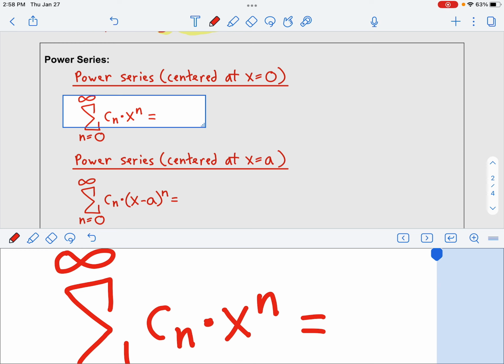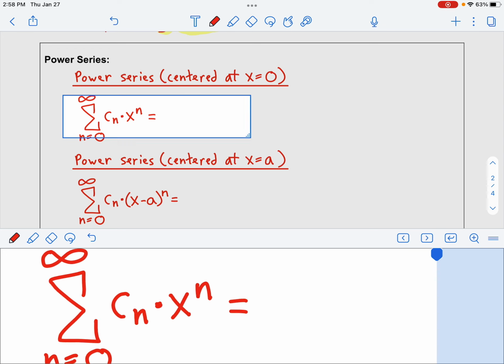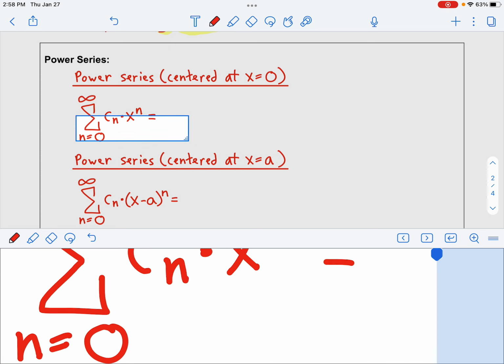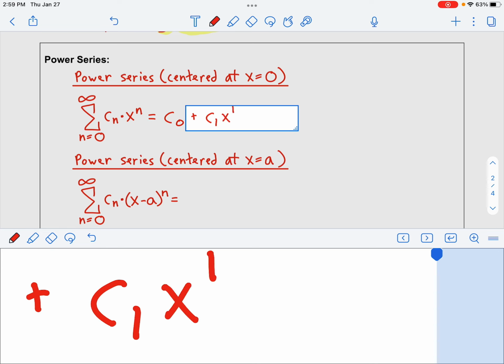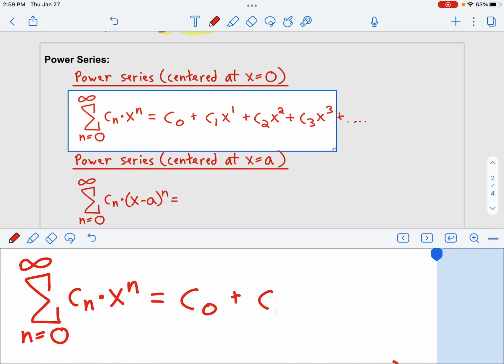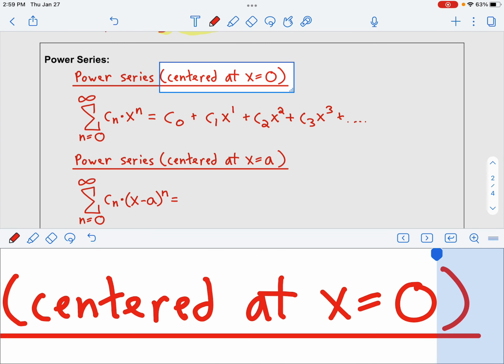So let's set this up then. Sigma notation for my series here: c sub n times x to the n. The c here is just some coefficient. Starting at 0, the first term is c sub 0, just some coefficient, no variable terms. The next term, c sub 1 times x to the first power. The next term, c sub 2 times x squared, plus the next term, c sub 3 times x cubed, plus dot, dot, dot. For this type of power series, the convergence is going to be centered at x equals 0.